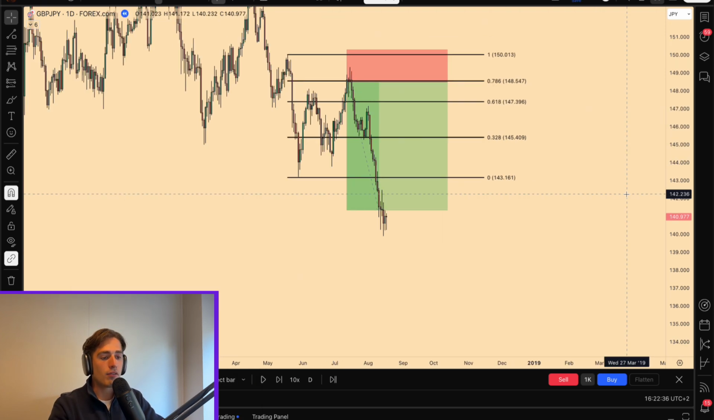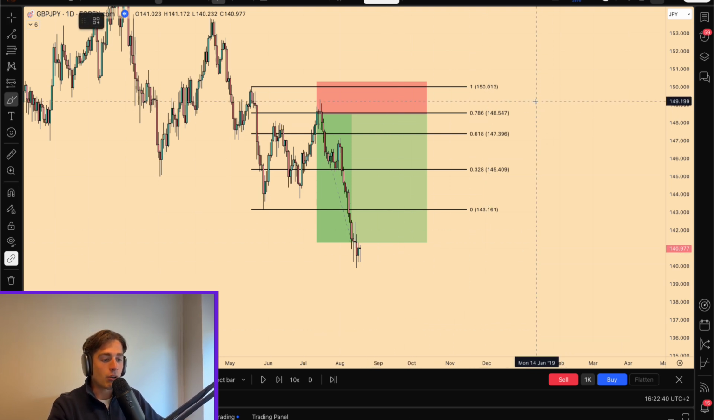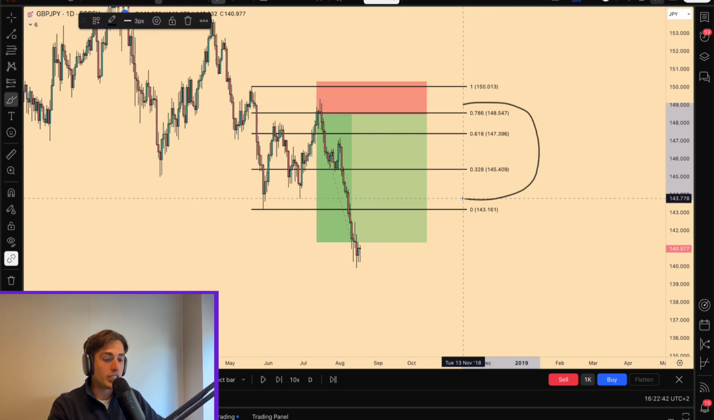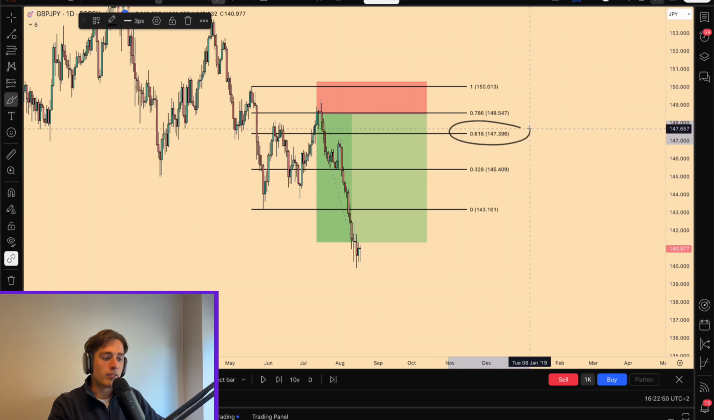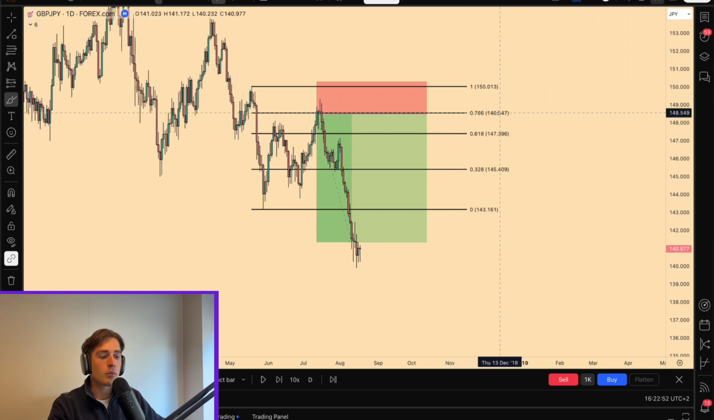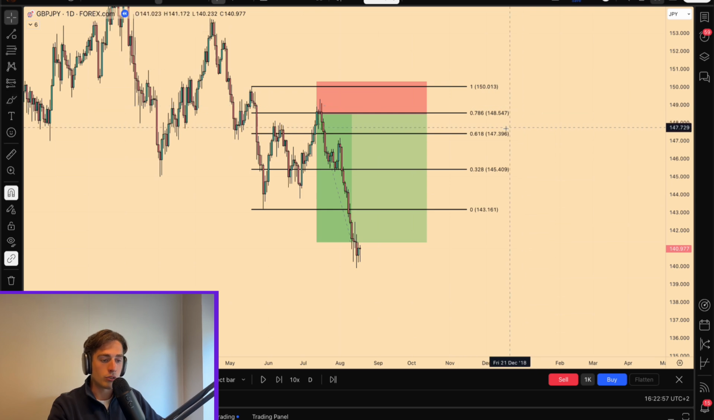Okay, so now that we have the Fibonacci tool set up correctly, what I need you to understand is that these are the main Fibonacci retracement levels with which the market is likely going to interact. And the key level, which you probably heard about in the past, is the golden level, which is the 618 Fib retracement level. Now, this level together with the 786 is going to be your most important Fibonacci retracement level.